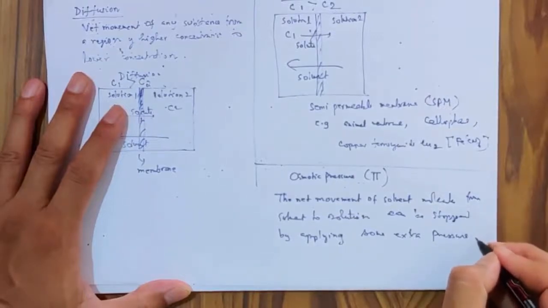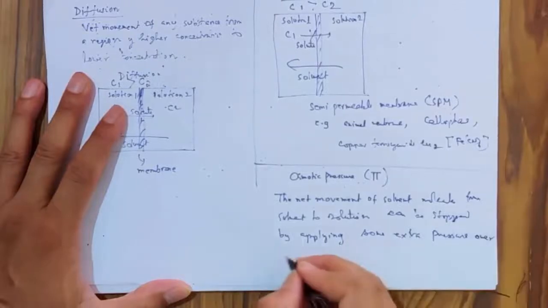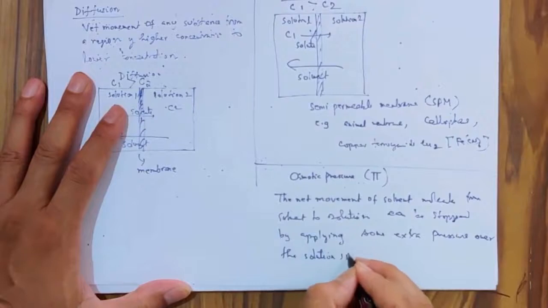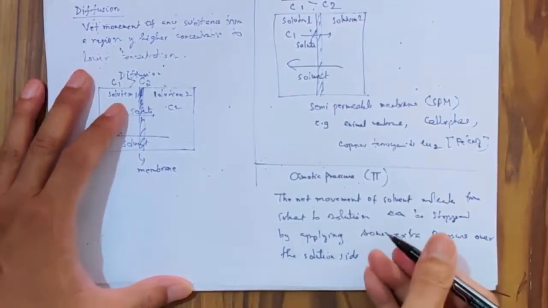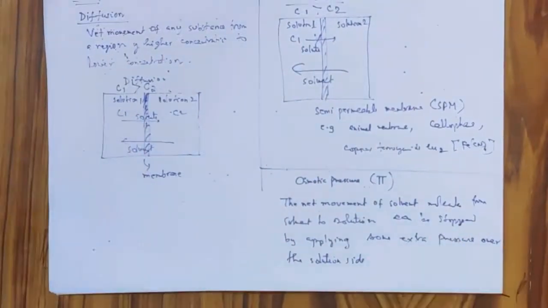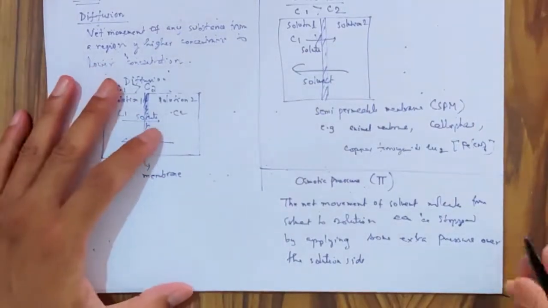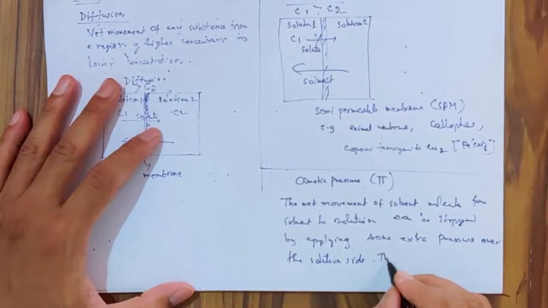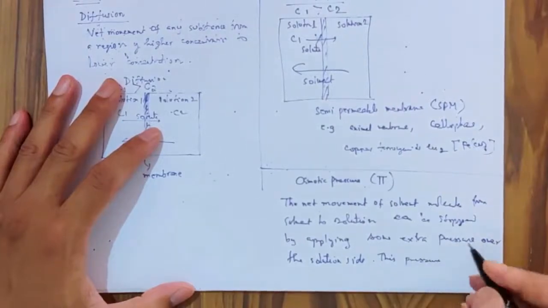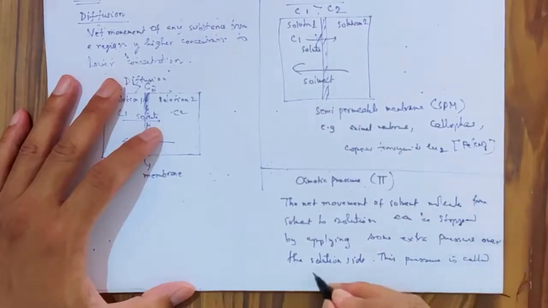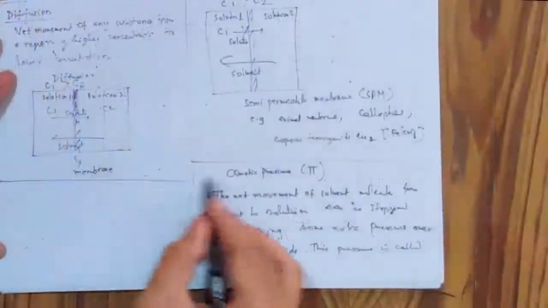okay, over the solution side. This pressure is called osmotic pressure. This pressure which stops the movement of solvent is called osmotic pressure. Yeah, a formal definition.